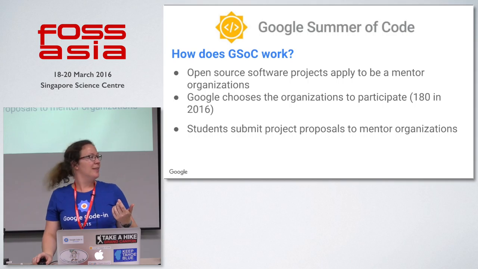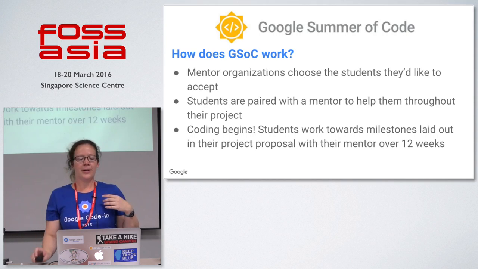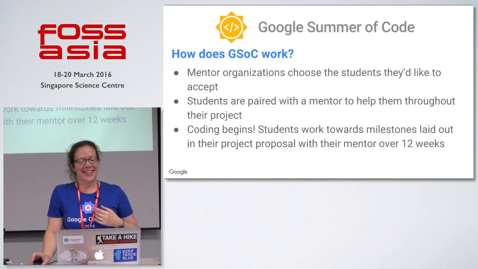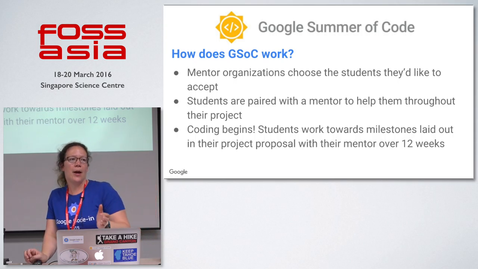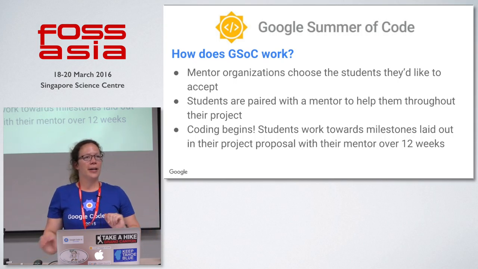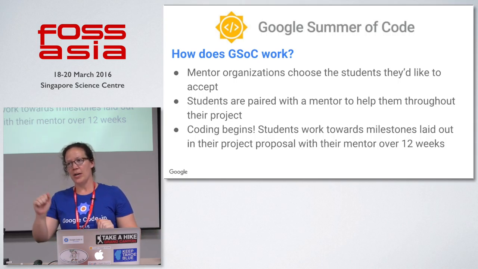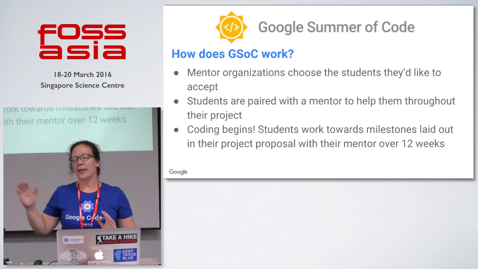So once the students submit their project proposals, the organizations will choose students based on the number of student slots that Google has assigned them. So we'll say, okay, organization A, you're going to get 5 slots. Organization B, you get 2. Organization C, you get 7.